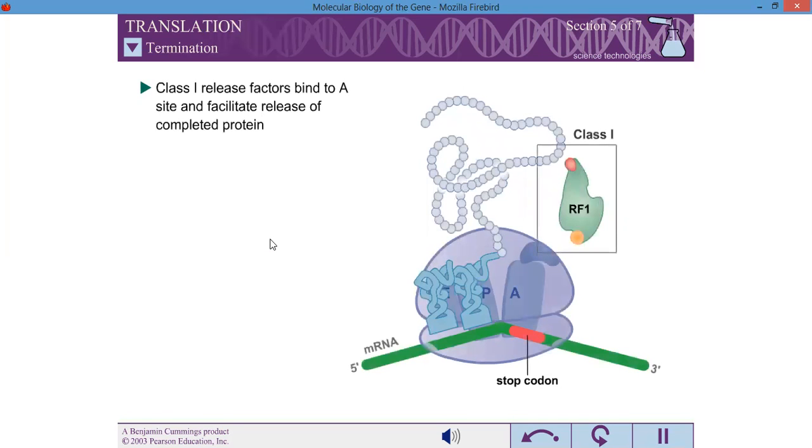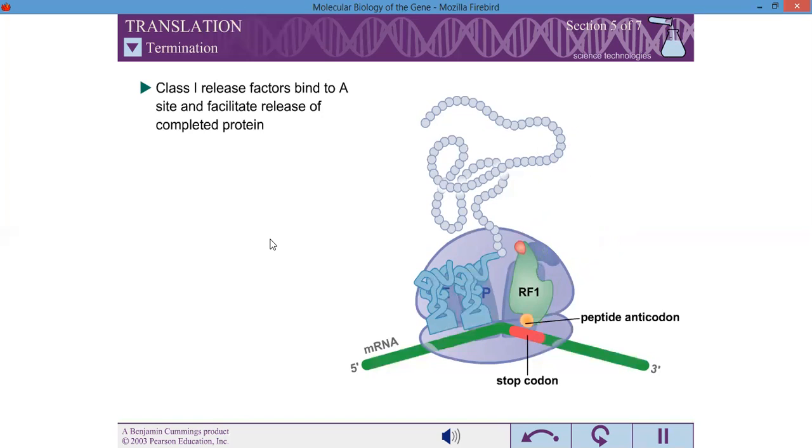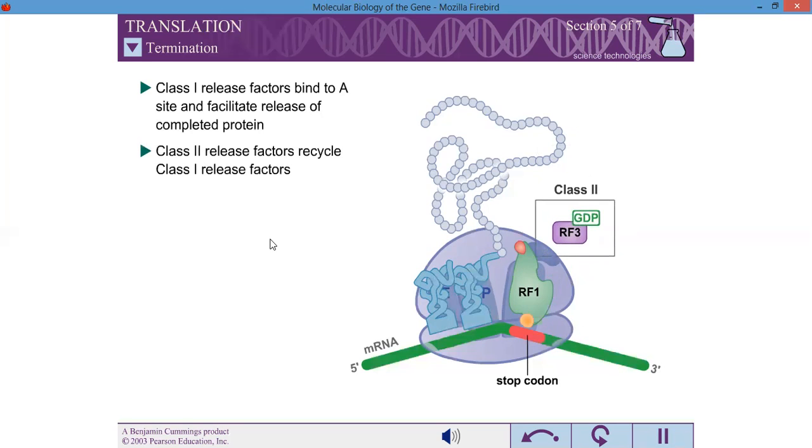Class 1 release factors enter the ribosome A site and bind the stop codon using a peptide anticodon. Prokaryotes have 2 class 1 release factors, RF1 and RF2. Eukaryotes have 1 class 1 release factor, eRF1. The class 2 release factor, in complex with GDP, also binds the large subunit. In prokaryotes, RF3 is the class 2 release factor. In eukaryotes, eRF3 is the class 2 release factor.